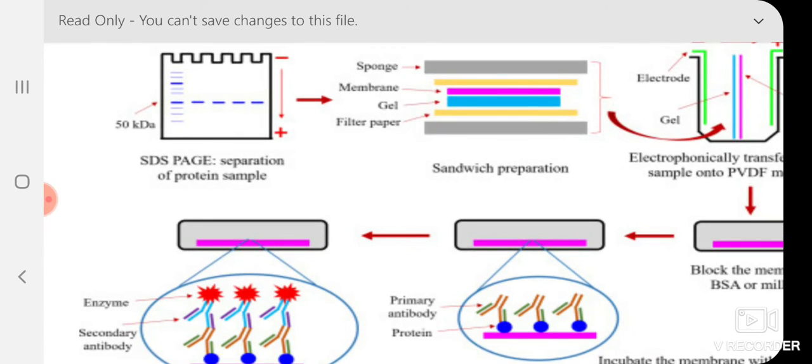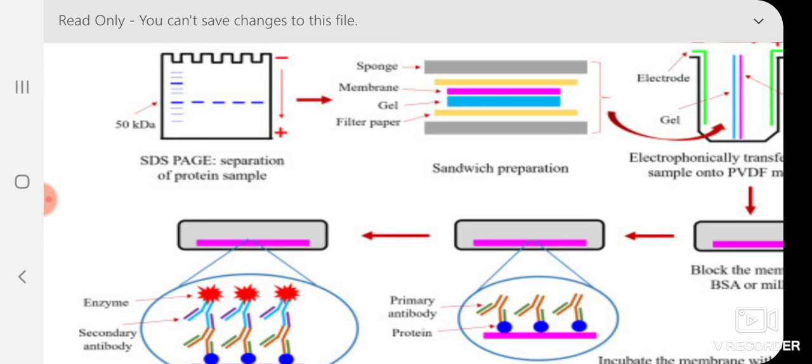So what you are seeing here is an SDS-PAGE separation of protein. We are not discussing the procedure of SDS-PAGE here. Here proteins are separated according to their molecular weight. So there is a 50 kD marker. That means the bottom is 50 kD and it goes up in multiples of 50. So this is the ladder with which we can compare the protein size.